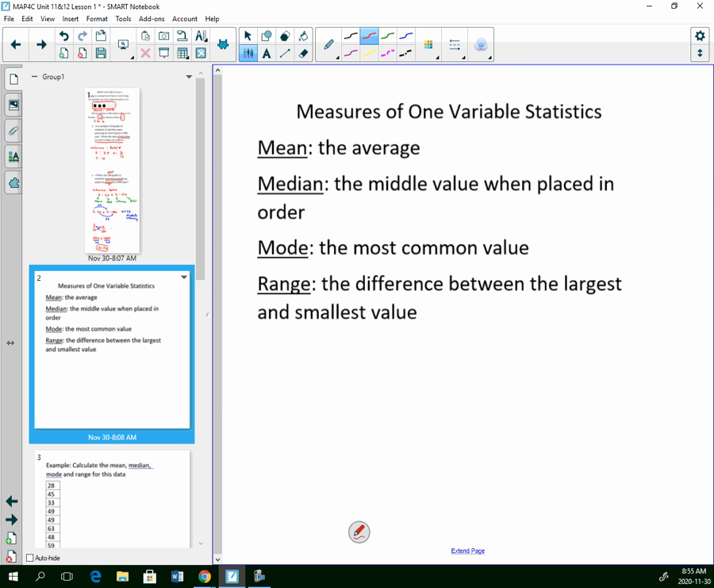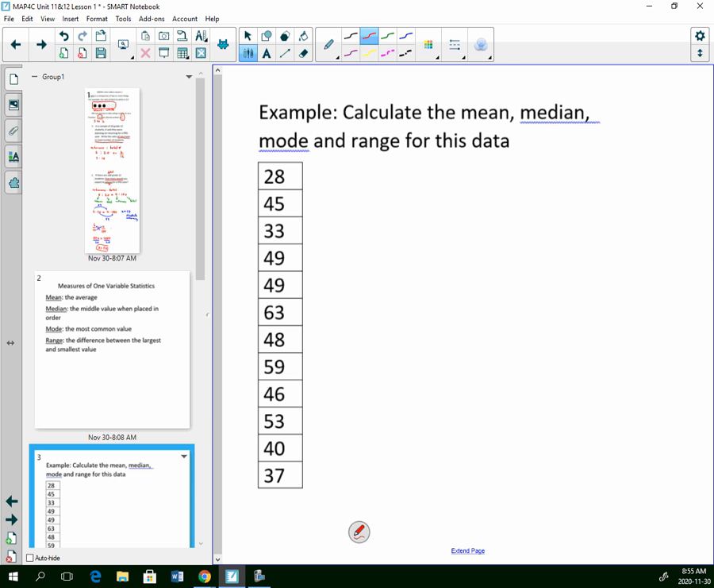Okay, the next part of the unit is on mean, median, mode. So these are one variable statistics. You should be familiar with these from middle school. That is probably when you started to look at them. So mean is the average. So we just add up all the numbers and divide by how many numbers we have. The median is the middle, so we'd have to put the numbers in order and then find the middle. And the mode is the most common value, and then the range is the difference between the largest and the smallest.